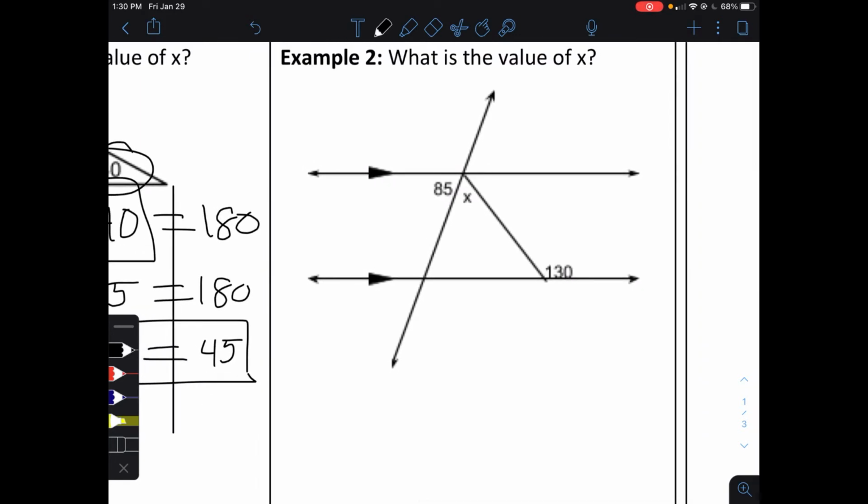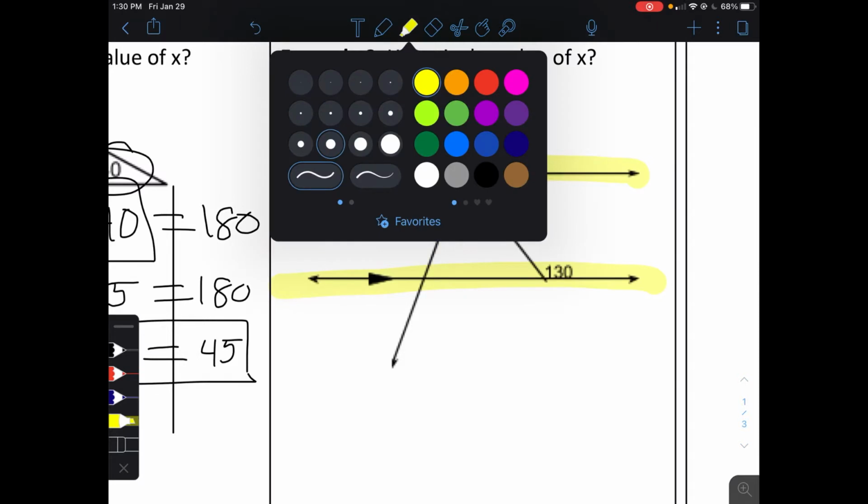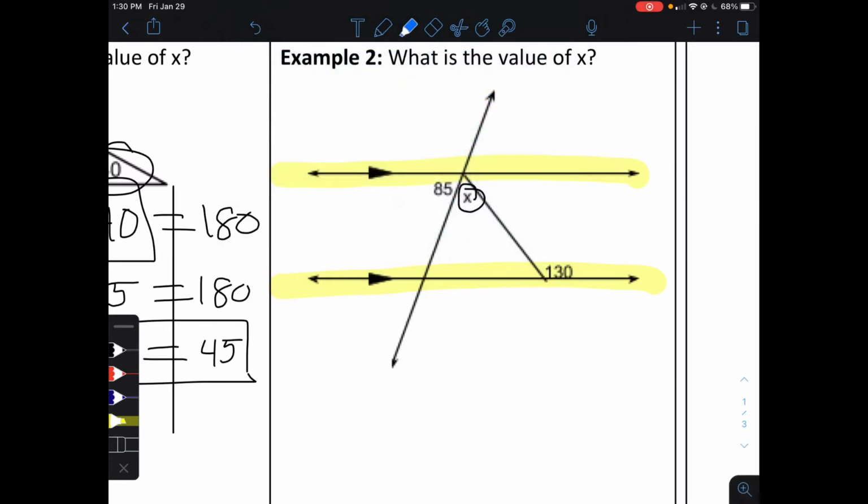Once again, x is on the inside, but I don't have any other angles on the inside. But I can find out what those are. Because I'm given some extra information, I can use that prior knowledge to solve this. We can see these little arrows indicate that these two lines are parallel, and they're also being cut by a transversal. We'll use a different color for that.